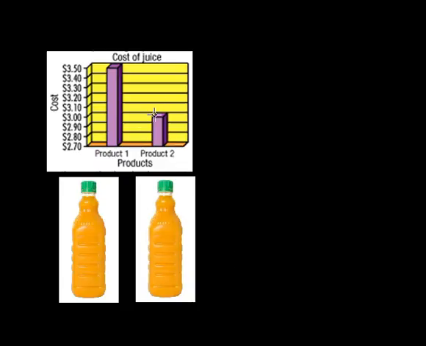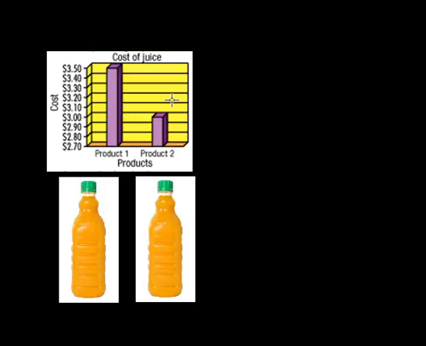The price of product 2 looks to be about half the amount of product 1. And these are identical products. They're practically the same. Product 2 somehow is half the price of product 1. Better go out and buy it. Or should you buy it?